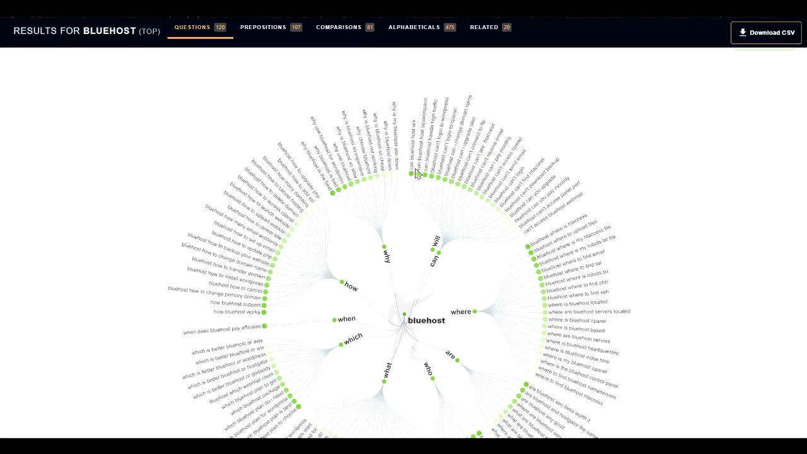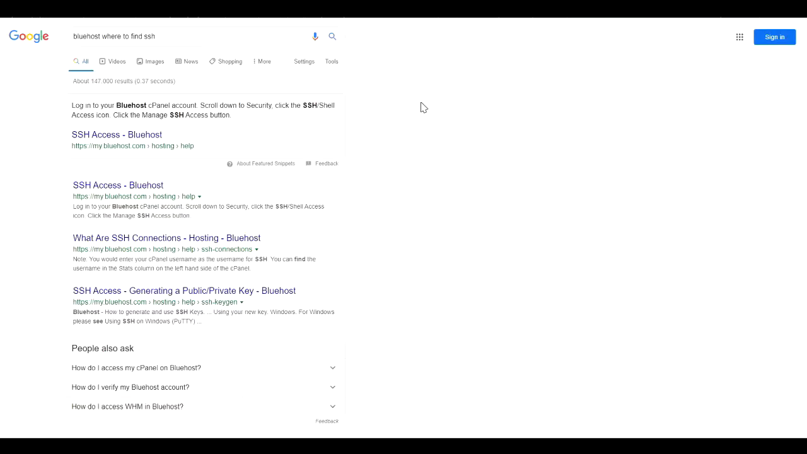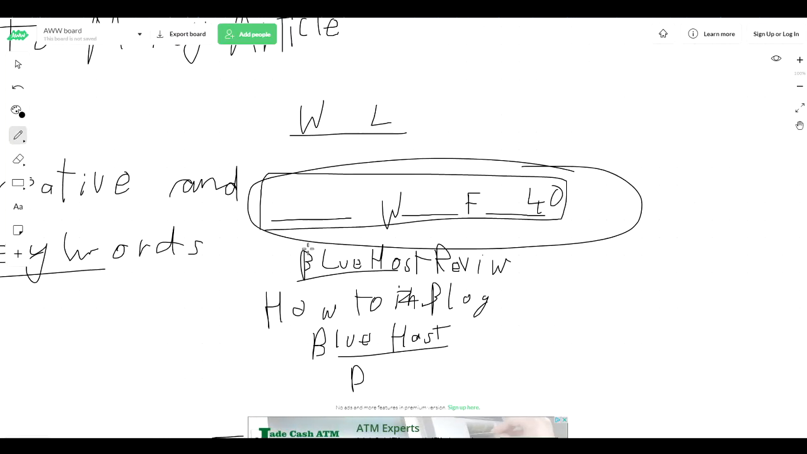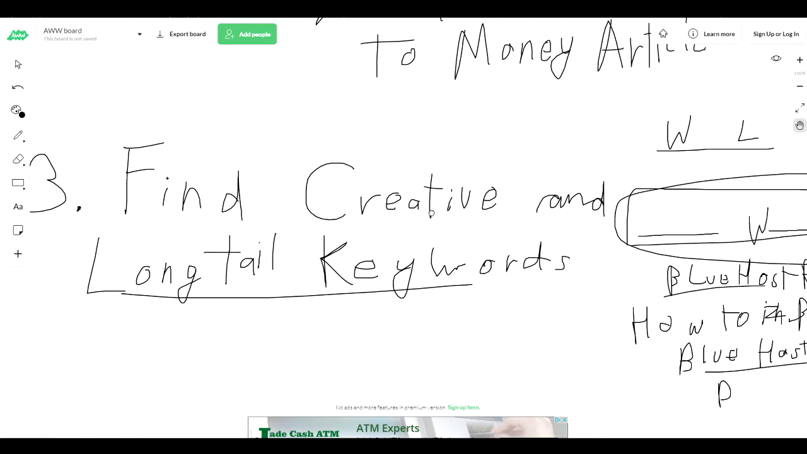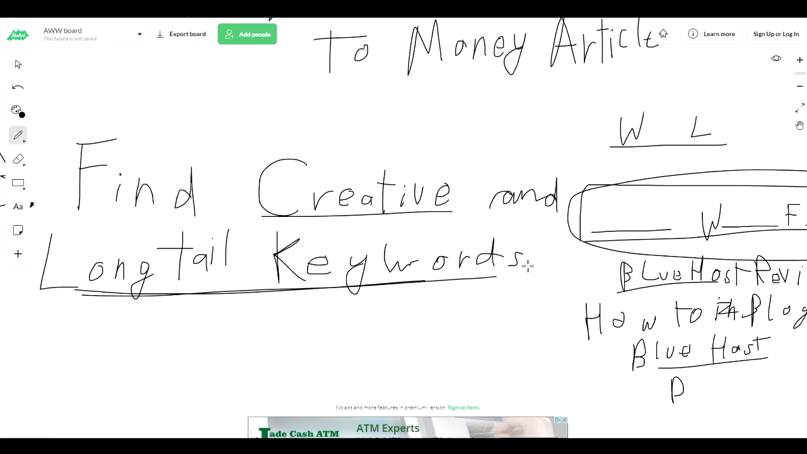Can Bluehost host Wix? See, people are asking all these questions, so you could write articles on all these questions. Where is Bluehost located? Where to find Bluehost? Where to find SSH? Now, here's what this does: it increases relevancy, which I'll talk about near the end. But again, I showed you guys one more way to find creative keywords and long tail keywords as well.